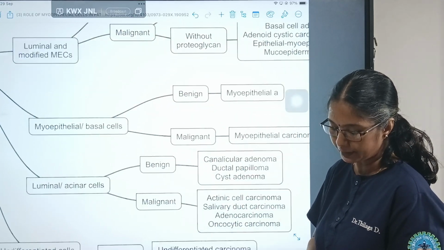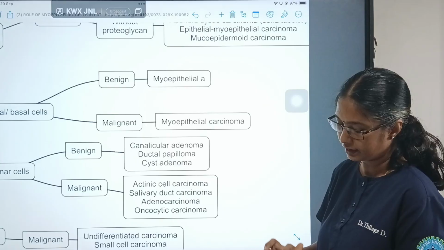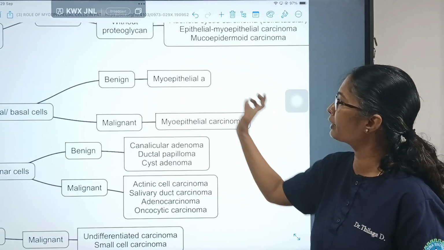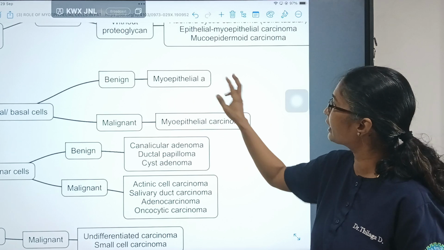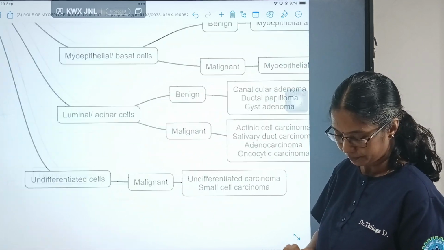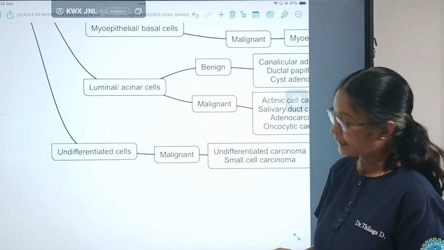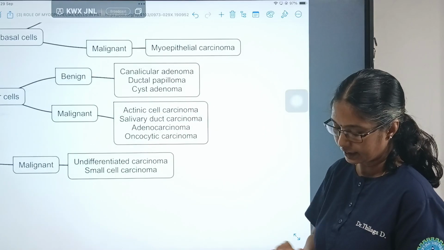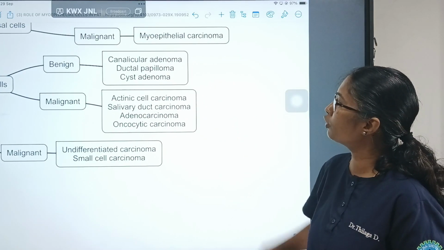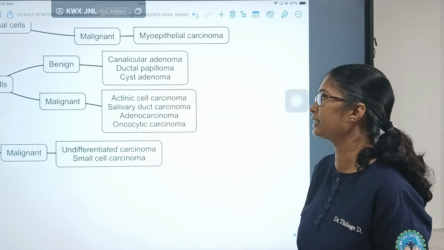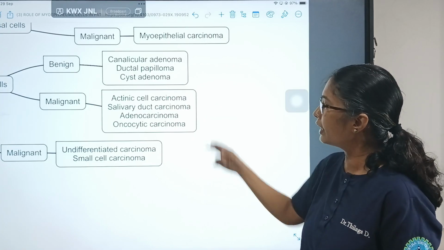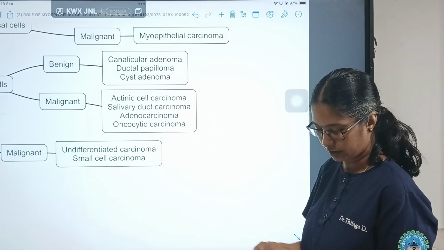When the myoepithelial or basal cells are involved, the benign and malignant versions are myoepithelioma, myoepithelial adenoma, and myoepithelial carcinoma. For the luminal or acinar cells, the benign versions are canalicular adenoma, ductal papilloma, and cystadenoma. The malignant versions are acinic cell carcinoma, salivary duct carcinoma, adenocarcinoma, and oncocytic carcinoma.